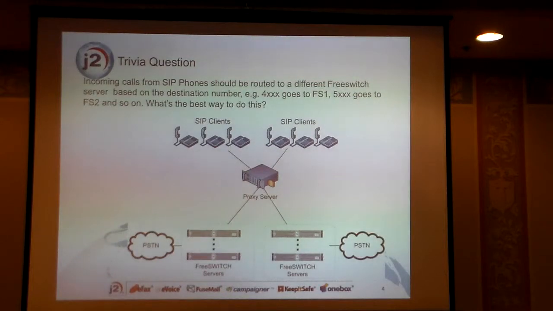So let's say we have a bunch of phones, and then we have a bunch of FreeSWITCH servers. If one of the phones dials 4xxx, we want it to go to FreeSWITCH server 1. If it dials 5xxx, we want it to go to FreeSWITCH number 2. What's the best way to do this? Or another way, how many ways can we do this?